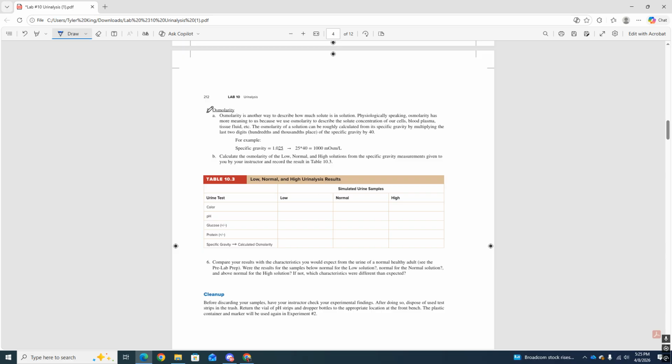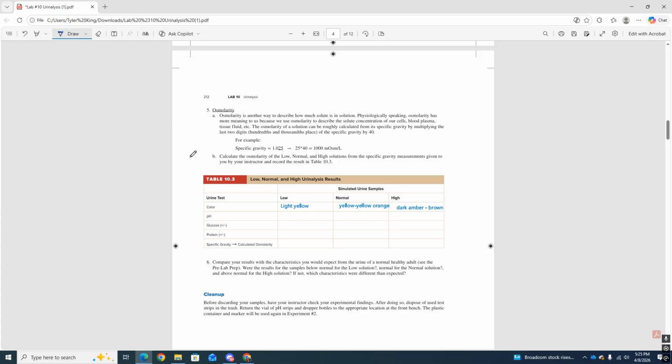What results should you have seen after you dropped things on there? Roughly, the color of the low should have been a light yellow, so let's write that in there. The normal was a yellow to yellow-orange color, and then the high one was more of that dark amber brown color.